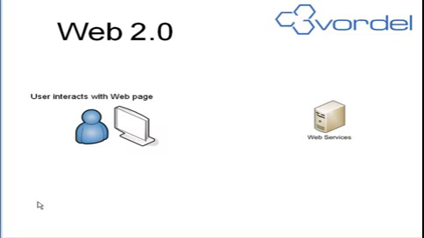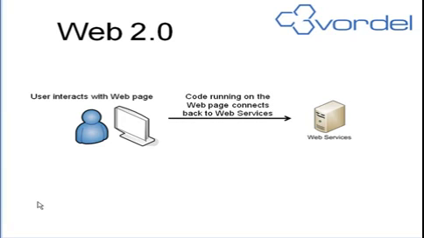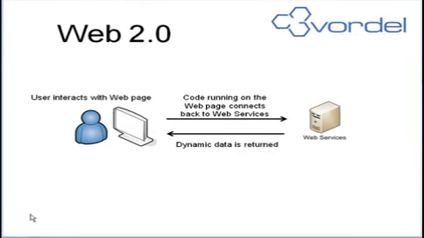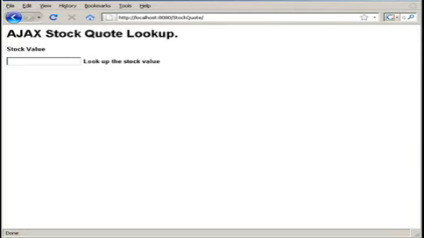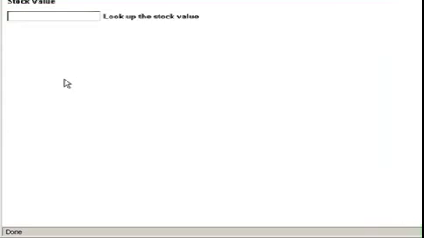Web 2.0 is more dynamic. Websites feel more like applications. Flickr, MySpace and others have code that runs on the web page, connects back to services and returns dynamic data to the website user. The example we're going to look at is a stock lookup service here.